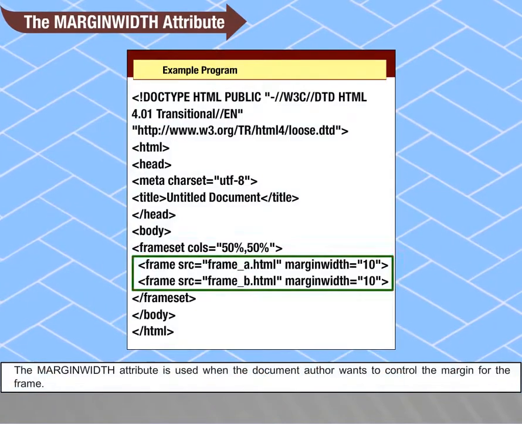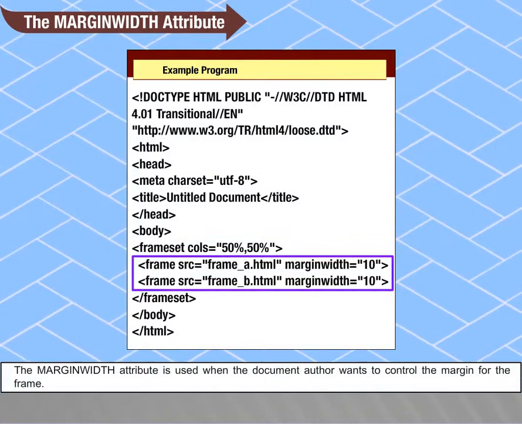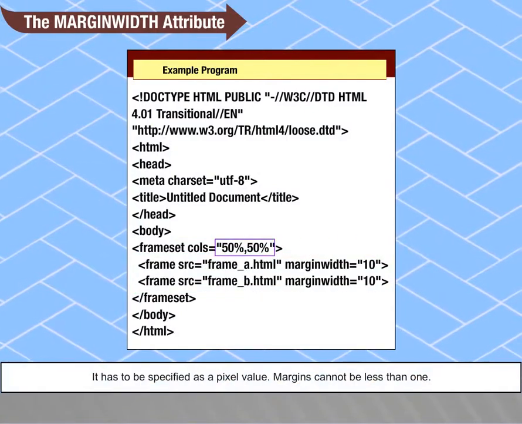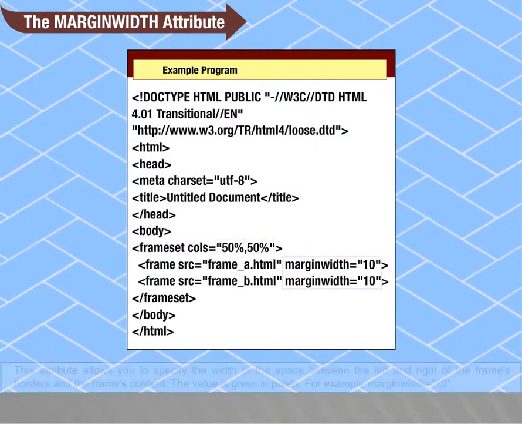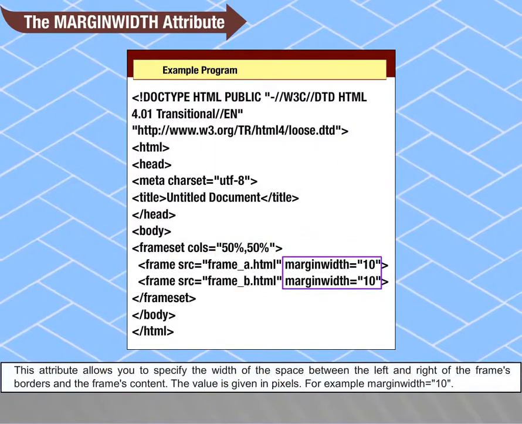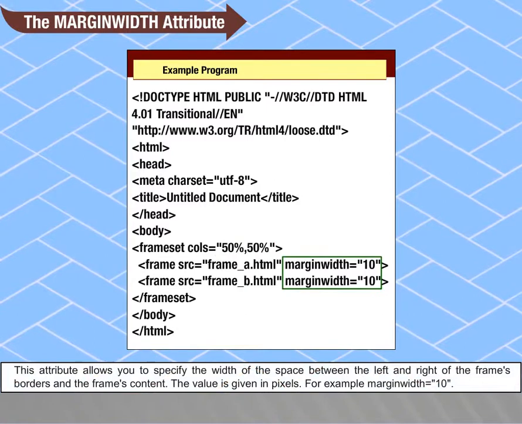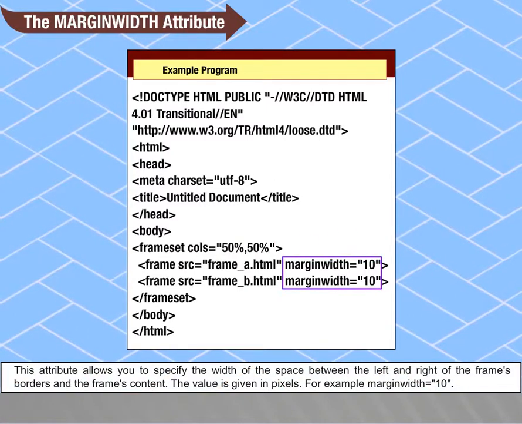The marginwidth attribute. The marginwidth attribute is used when the document author wants to control the margin for the frame. It has to be specified as a pixel value. Margins cannot be less than 1. This attribute allows you to specify the width of the space between the left and right of the frame's borders and the frame's content. The value is given in pixels. For example, marginwidth equals 10.